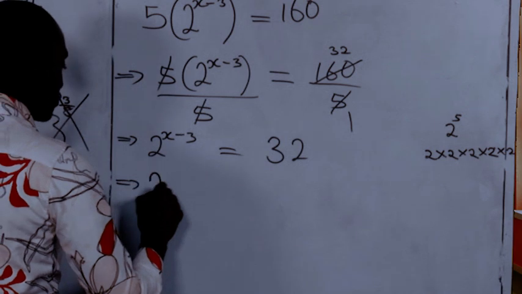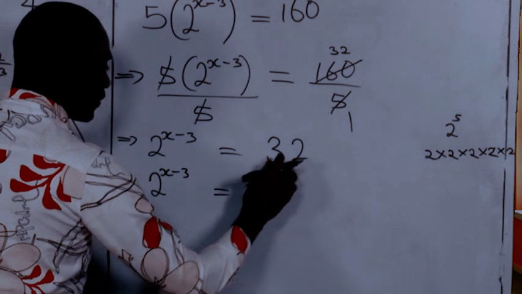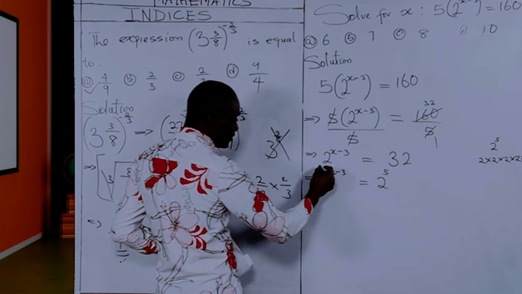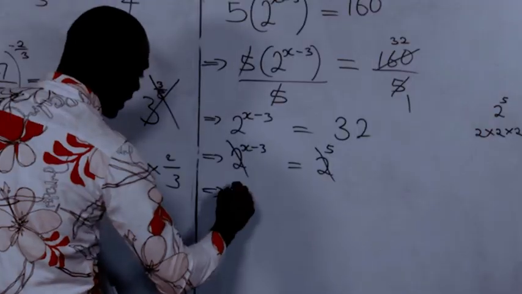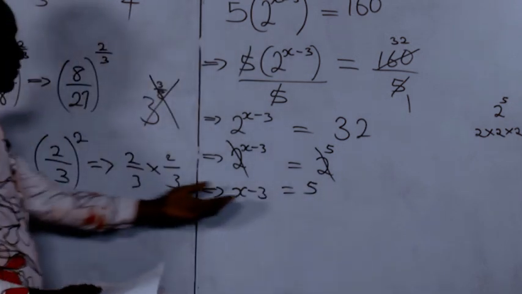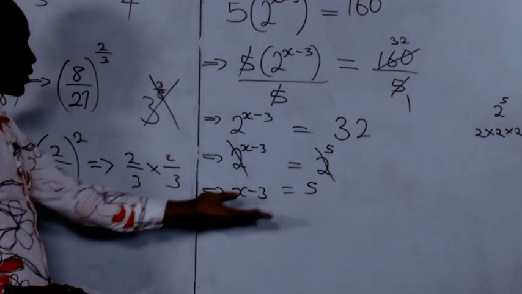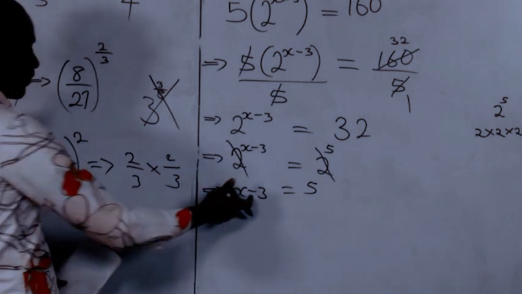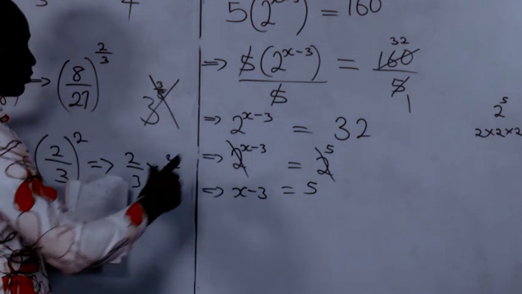So we have 2 raised to the power x minus 3 equals, instead of writing 32, we write 2 raised to the power 5. So we cancel the base and we'll be left with the powers. The powers are x minus 3 equals 5. This is what is called a linear equation, and we are looking for the value of the variable x. To find x, we are going to add 3 to both sides.